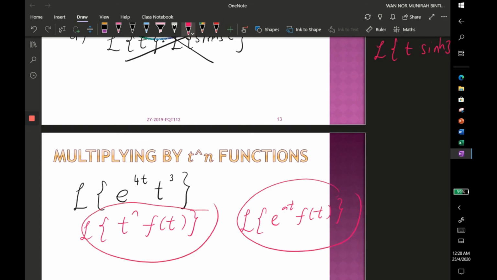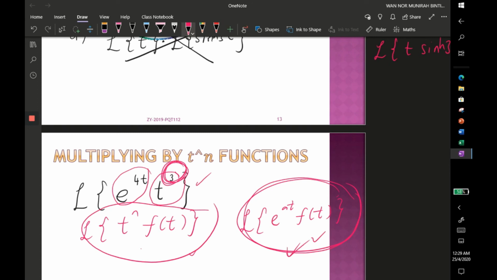This one is the third property, multiplication by t to the n, and this one is the first shift property. If I get this kind of question, I will solve it by using the first shift property. If the question doesn't mention any property, I will go for this one. Why? Because this one is easier compared to multiplication by t to the n. If you look at this function, if you set this one as f(t), you need to differentiate your function 3 times. So it will waste much of your time. So go for the first shift property.